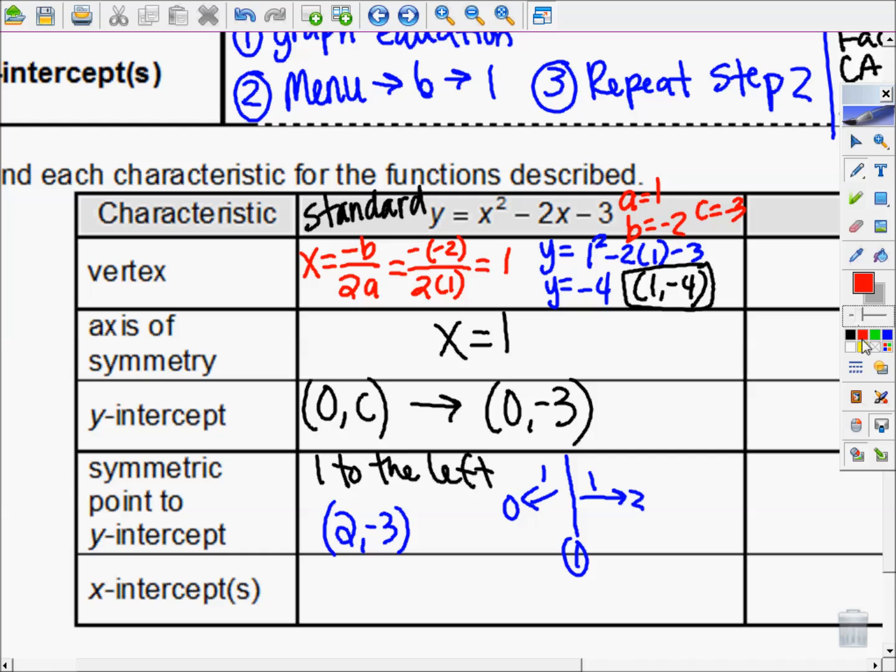All right, x-intercepts. We have multiple options. We can graph, we can factor, we can use the calculator, or the quadratic formula. What's the easiest with this problem? Factoring. It's mental factoring, right? My a is 1, so it's mental factoring.